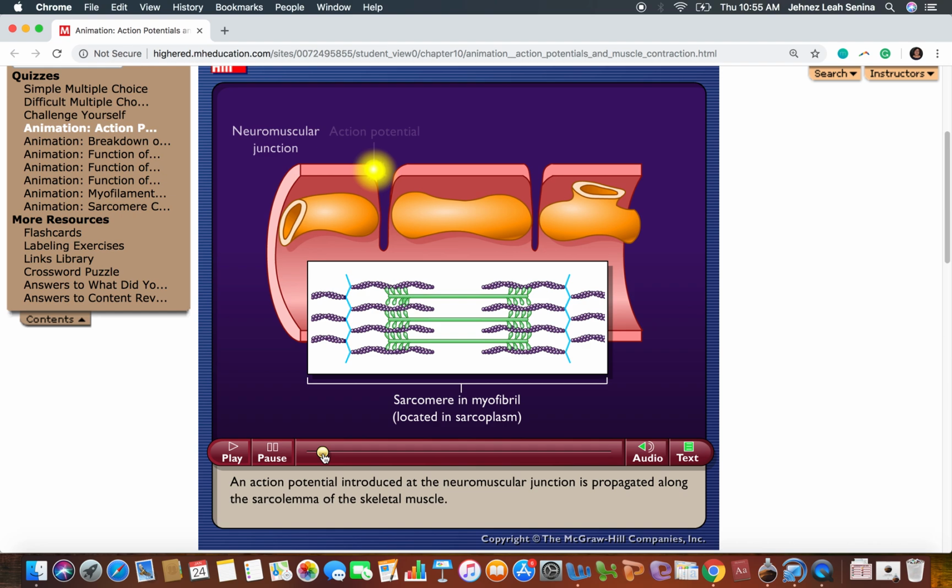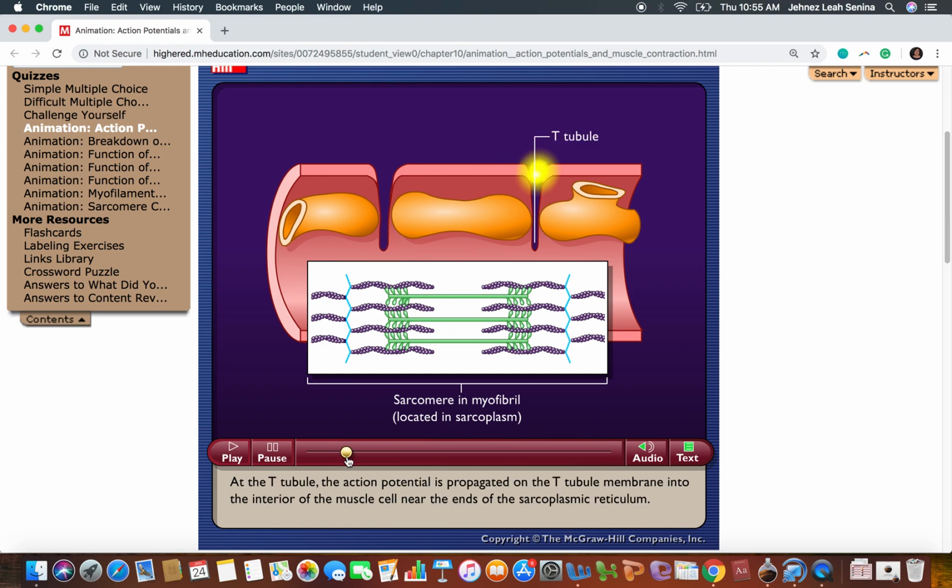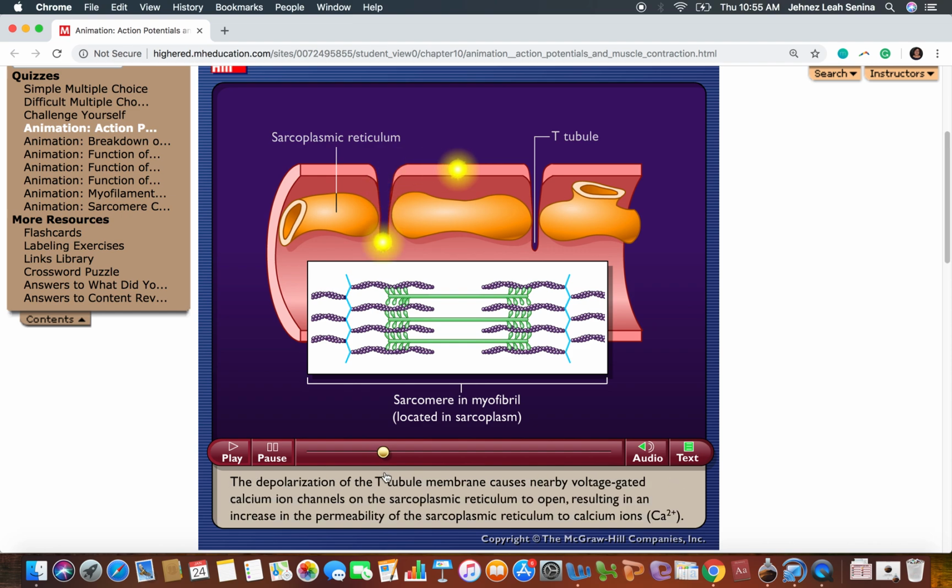Neurotransmitters will bind to your muscle cell, causing another action potential in the muscle. So this muscle will have an action potential. The action potential will reach those orange organelles. We call them the sarcoplasmic reticulum. So the action potential will spread through your muscles.